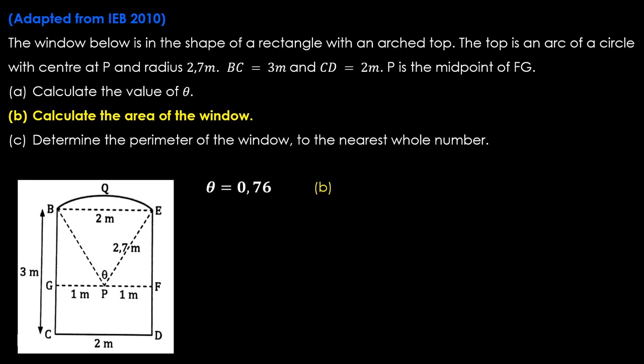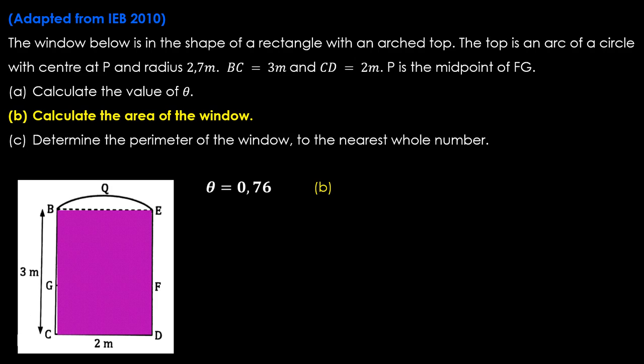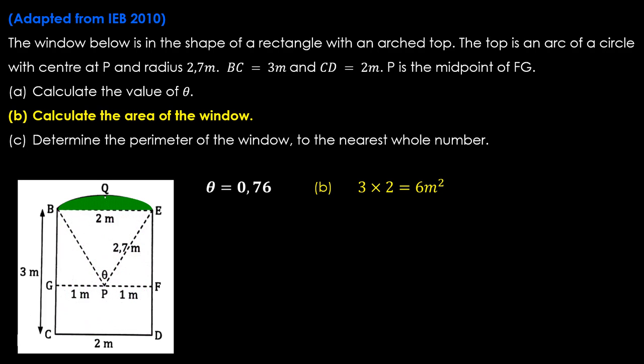The second part of the question is to calculate the area of the window. Now the window is made up of a rectangle plus an extra little portion at the top. So first of all, the rectangle is nice and easy. The dimensions of the rectangle are just 3 times 2, so that purple rectangle is going to be 6 meters squared. And now I want to calculate the area of that little piece at the top.